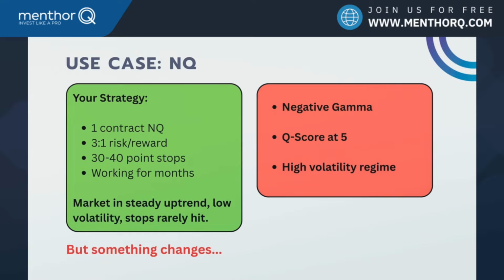And this is a very important information for you to have. And here is why. In a positive gamma regime, market makers hedge in a way that dampens volatility. So that's why your 30, 40 points maybe have worked for months and the market was pinned and volatility has been very low.